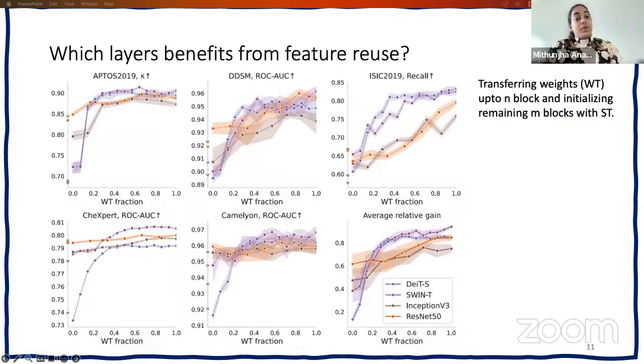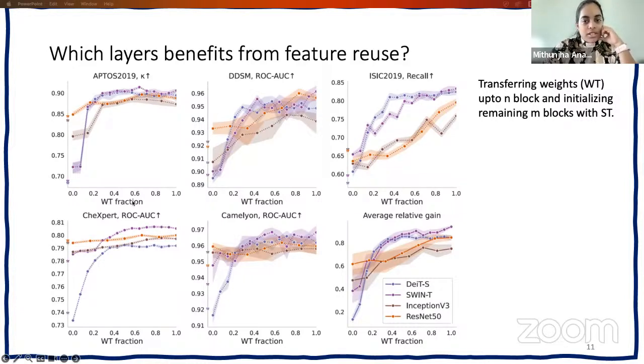So in this slide, we'll see which layers benefit from feature reuse. There are again 6 subplots, one for each data set. This is for Aptos, this is for the mammography, skin lesion, chest X-ray, and Chameleon data set. And this gives you the average relative gain, averaged over the whole data set. Here the y-axis is the evaluation metric. For different data sets, they are using different evaluation metrics. For Aptos, it's kappa, and then AUC, recall, AUC, AUC. But the range of the evaluation metrics is always 0 to 1, so they are taking the average over here.